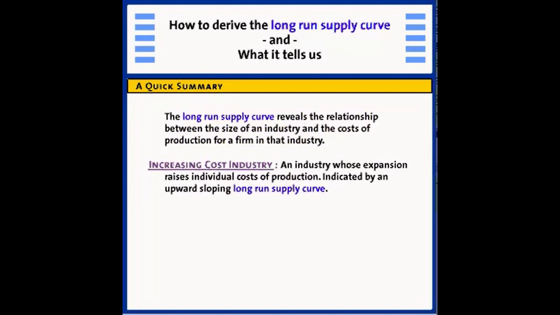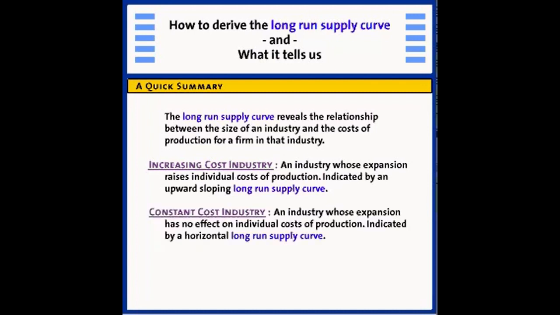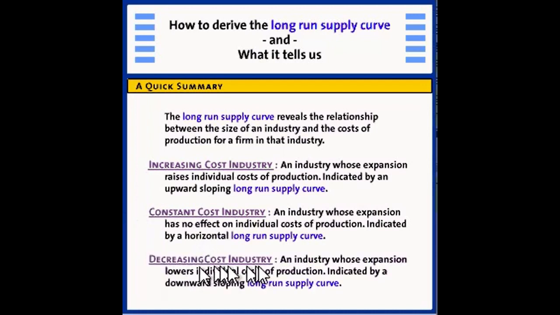It's also possible that expansion of the industry leaves costs unchanged. That's what we call a constant cost industry, and that would give us a long-run supply curve that's horizontal. Finally, it could be that expansion of an industry actually reduces costs for the individual firms. This would be the case if growth in the industry allowed communication among the participants or other ways of economizing on costs, external economies of scale, we call it sometimes in economics, where the growth of an industry lowers costs for everyone. In that case, the long-run supply curve will be downward sloping.